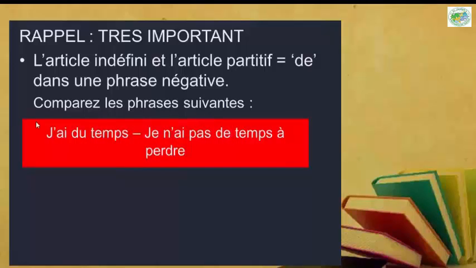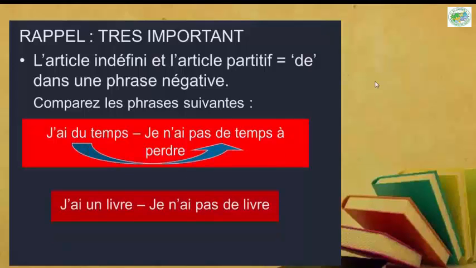When I'm saying j'ai du temps, I have some time. If you want to say I don't have any time to lose, je n'ai pas de temps à perdre. I don't have any time to lose. J'ai du, here, you changed into de in the negative form. Another example, j'ai un livre. I have a book. Je n'ai pas de livre. Also, l'article indéfini, here, we change it into de à la forme négative. C'est clair?